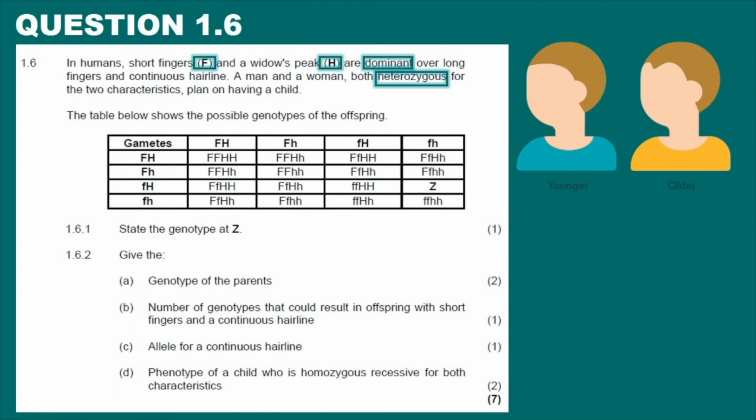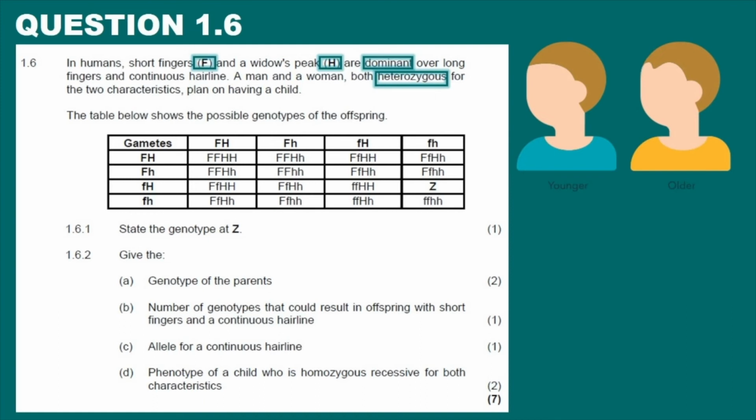So it means it's a capital letter F and a lowercase f. If we look at widow's peak for the father and the mother, because both of them are heterozygous, they will carry an allele that's capital letter H and a lowercase h, because they indicate there that they are both heterozygous. If you miss this clue, you will have the entire thing wrong.